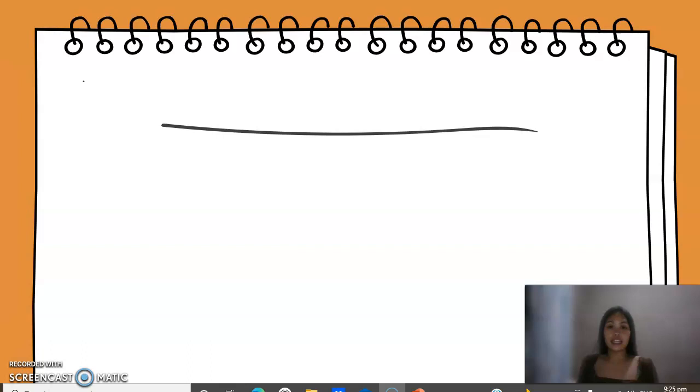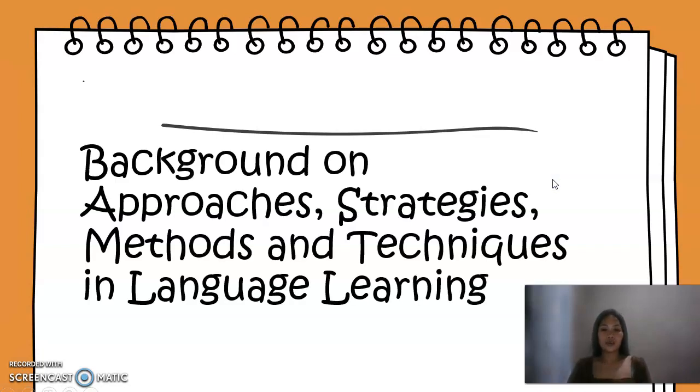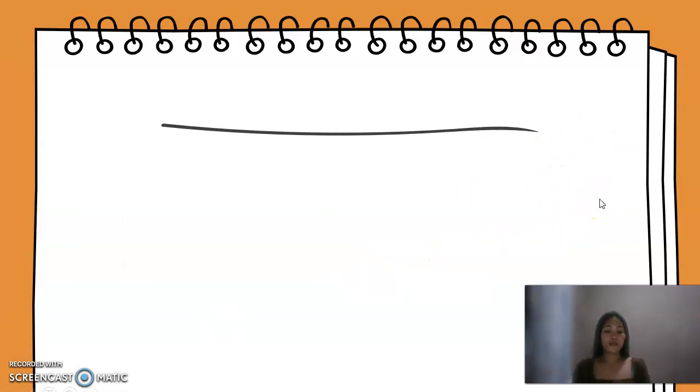Corato from BA3E, and today I will be discussing the background and approaches, strategies, methods, and techniques in language learning. So before we tackle the major terms, let us begin by defining their various components: teaching method, techniques, approaches, and strategies. This background defines and provides knowledge or skills to one another.